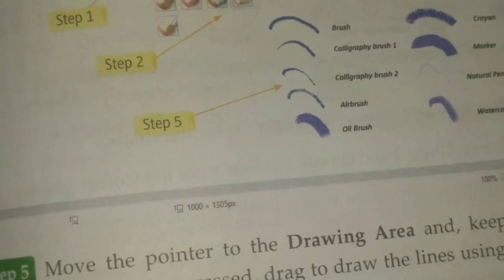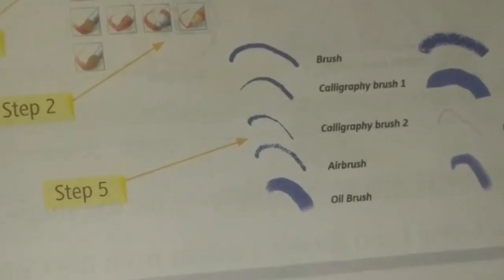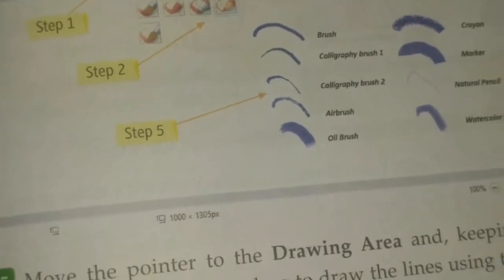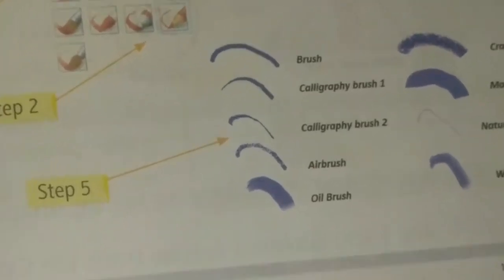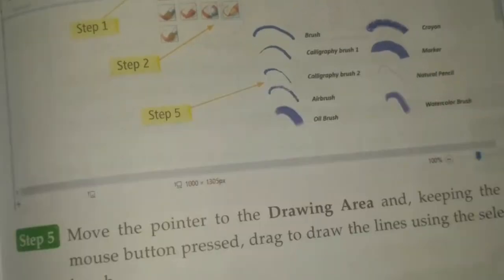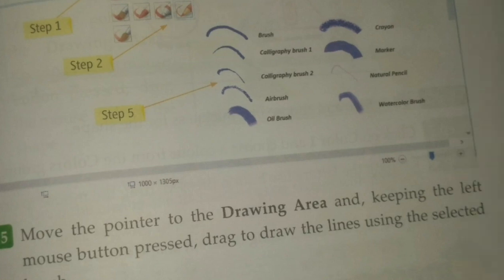Then step 3, choose the size of the brush. Then step 4, select your color: go to color 1 and select your color. And the last one, move the pointer to the drawing area, keep the left mouse button pressed and drag to draw the lines using the selected brush.